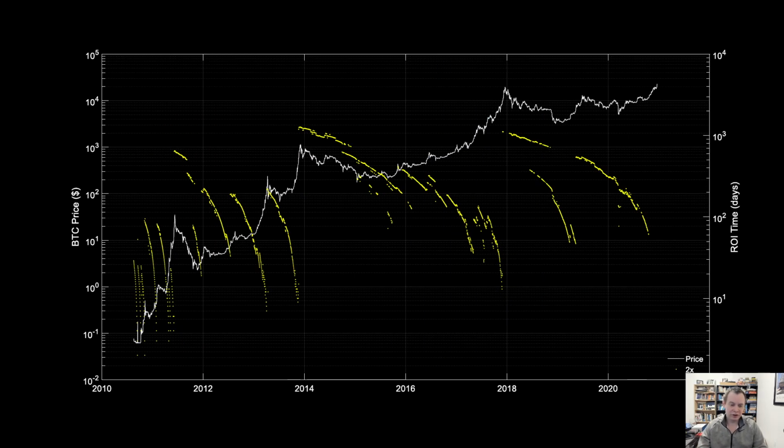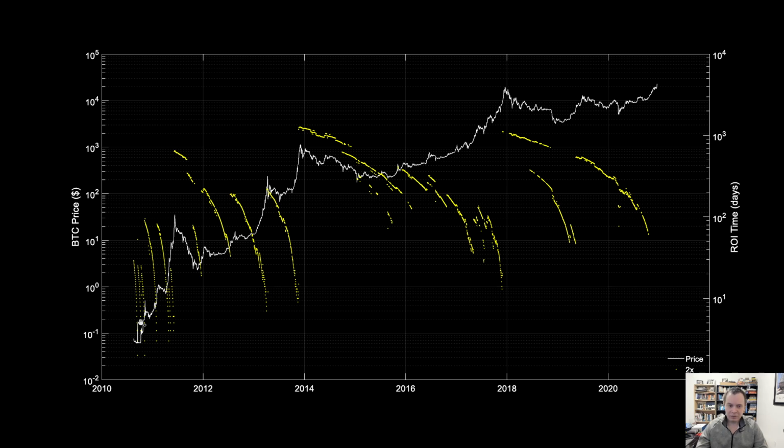This is an interesting chart. So this shows the price of Bitcoin on a logarithmic scale versus time. And then on the secondary y-axis, we have the return on investment time in days, also on a logarithmic scale. So the white line corresponds to the price on the primary y-axis. The yellow lines correspond to the secondary y-axis. And what it means is, if you bought Bitcoin here, how long would you have to wait to experience a 2x on your investment?